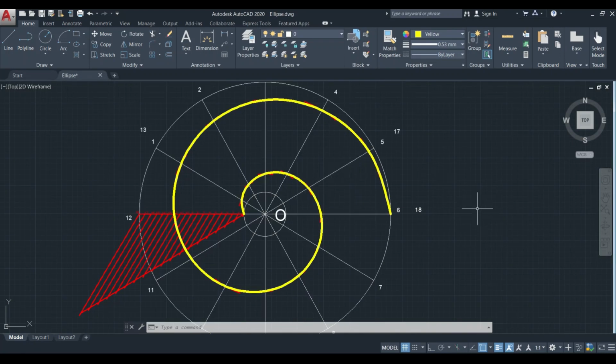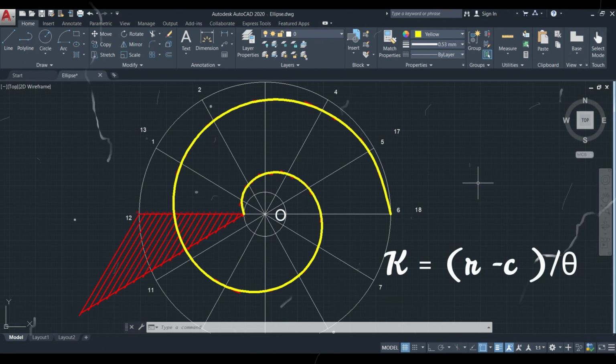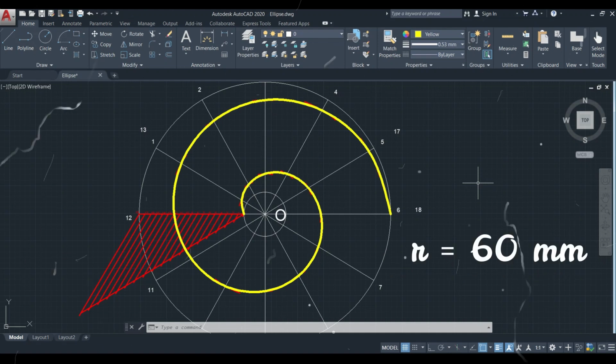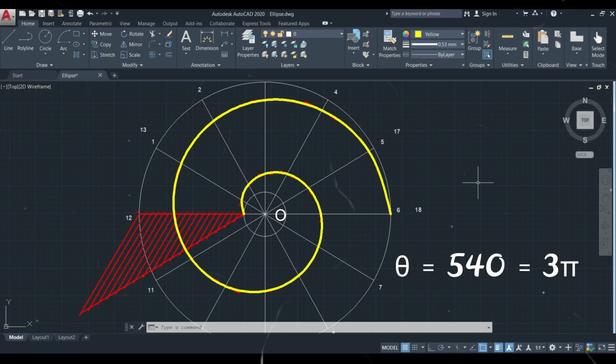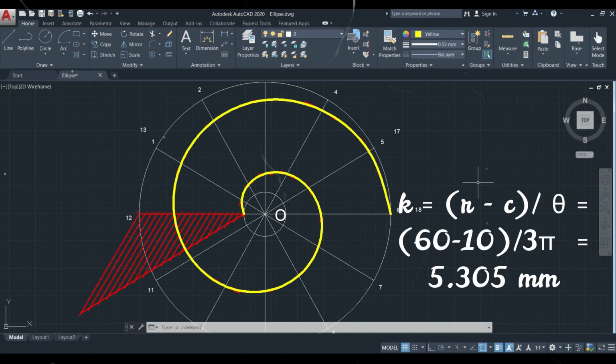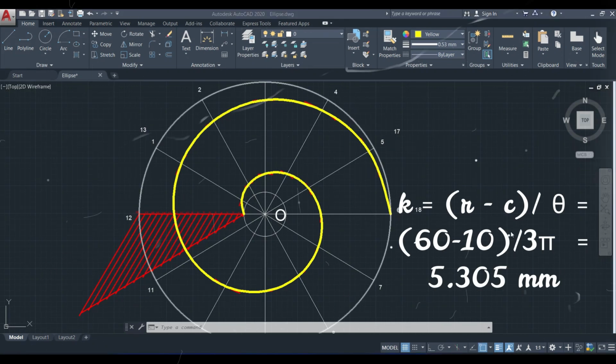How to draw the tangent and normal for this curve? For that, it is required to calculate the k value, that is a constant value, k is equal to (r minus c) by theta. Here r is equal to 60 mm, which is the larger circle radius, and c is equal to 10 mm, which is the smaller circle radius, and theta is 1.5 convolutions, that means 540 degrees or otherwise 3 pi radians. So we will get k is equal to (60 minus 10) by 3 pi, that is equal to 5.30 mm.